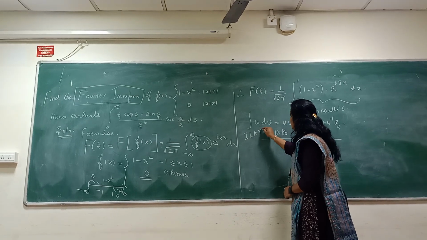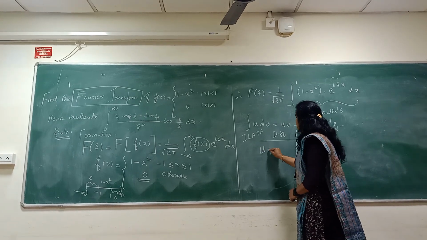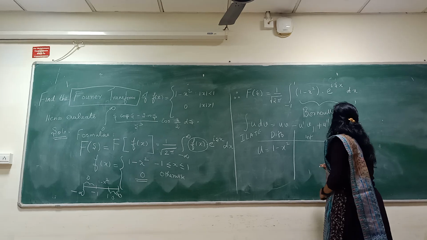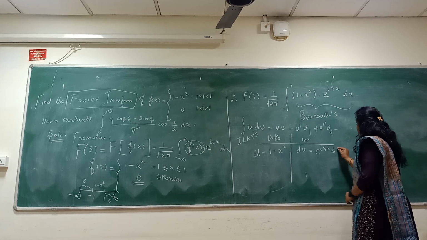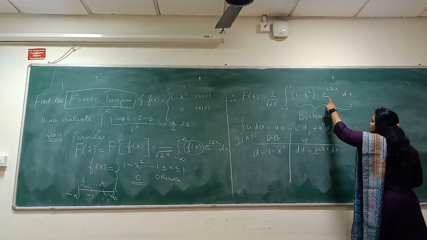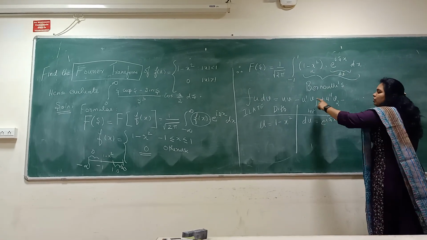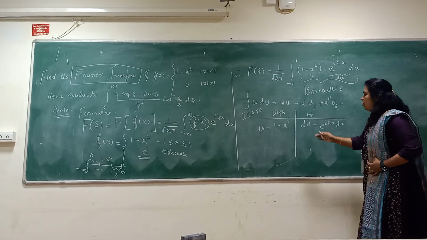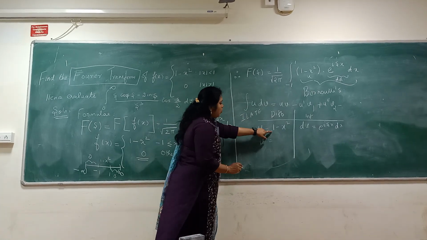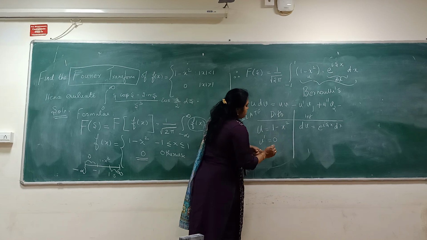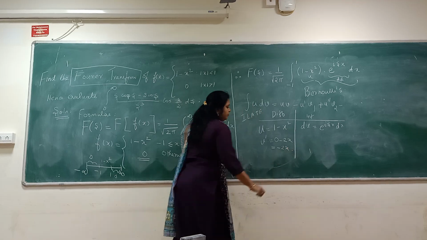Accordingly you have to take your differentiation and integration. So u is 1 minus x squared, and dv is e to the power i s x dx, because this is u and this is dv. That is how you can expand with Bernoulli. Now here it will be differentiation. So u dash is what? The differentiation of 1 is 0, and the differentiation of x squared is 2x, so your answer is minus 2x.